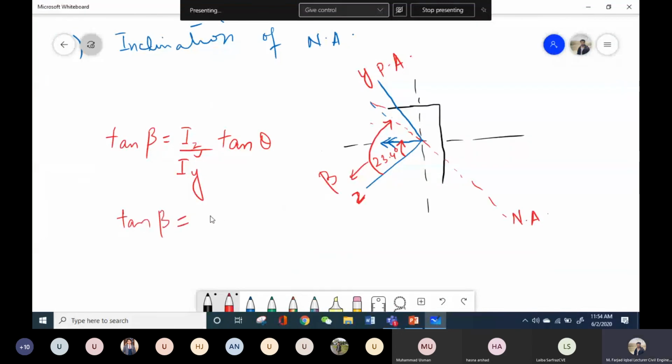what is Iz? We have calculated it. I think it is 19.9, and Iy.